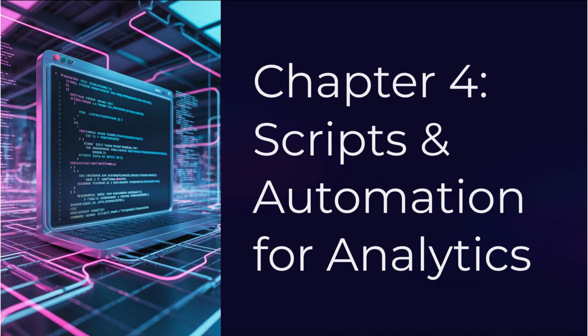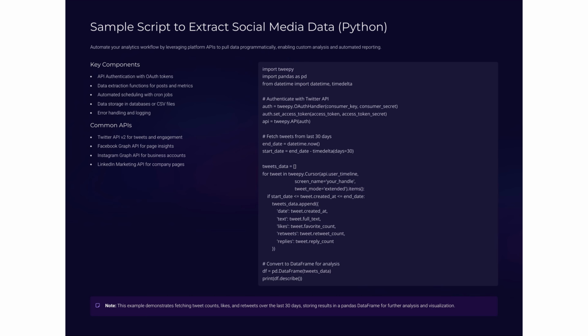Leverage application programming interfaces like Twitter API v2, Facebook Graph API, and Instagram Graph API for comprehensive insights. Automate analytics by using platform APIs like Twitter API v2, Facebook Graph API, and more. Authenticate with OAuth tokens, extract data using functions, and schedule tasks with cron jobs. Store data in databases or CSV files, ensuring error handling and logging. Analyze data in a Pandas DataFrame for insights on engagement metrics.